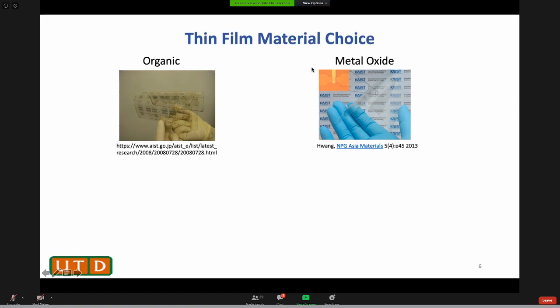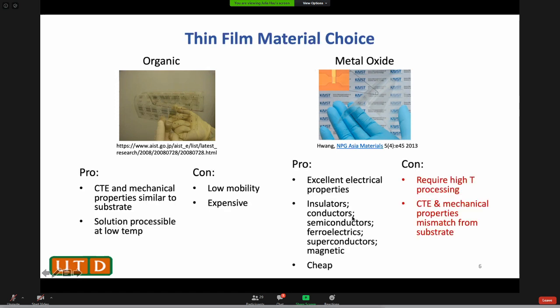Metal oxide, the pro is you can get high mobility, the high mobility or conductivity materials, and you can get all kinds of different things. Organics are not so good; you can use organics for insulator, but they're not so good as a conductor, and very few are ferroelectrics or ferromagnetic, and the superconductors are way low in temperature and magnetic. So oxide has all these different properties that are not matched by organics. And also most oxides are cheap.